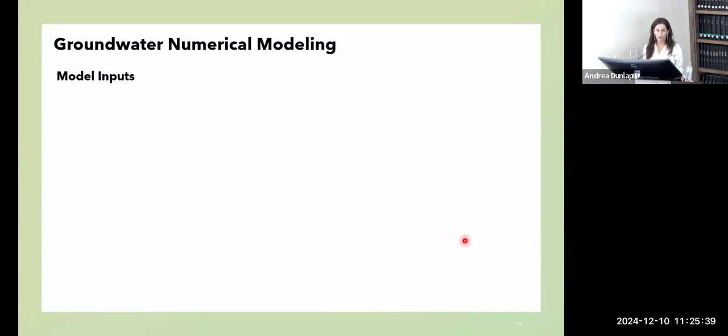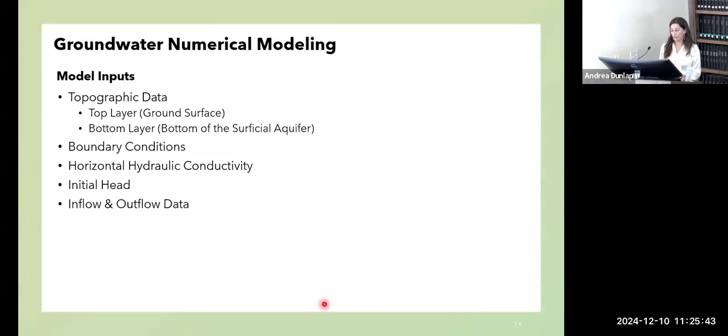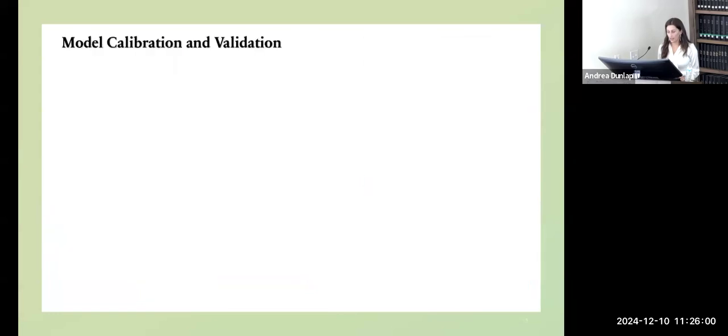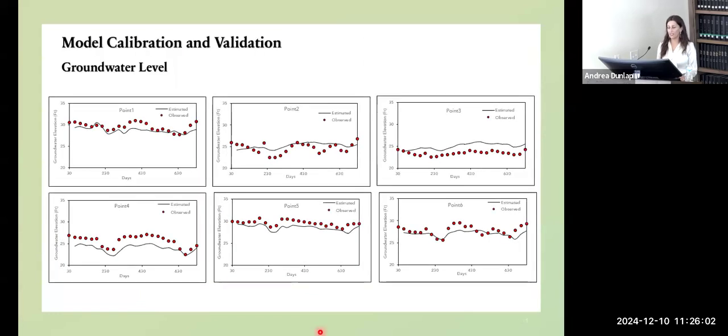In the next step, we developed the numerical model itself. We set up our numerical model using different inputs, such as topography, boundary conditions, hydraulic conductivity, initial head, and other hydrogeological information like inflow and outflow data. And then the model was calibrated and validated.